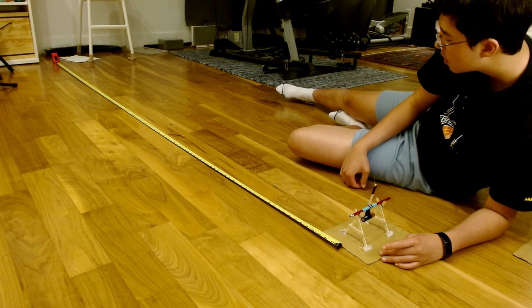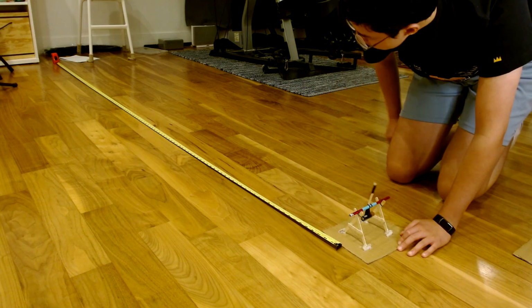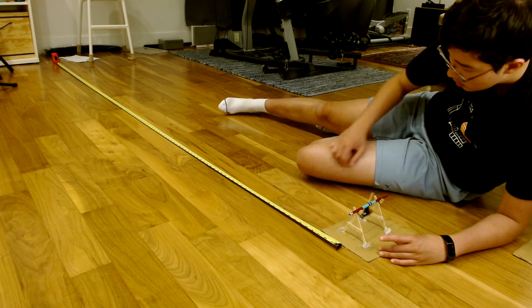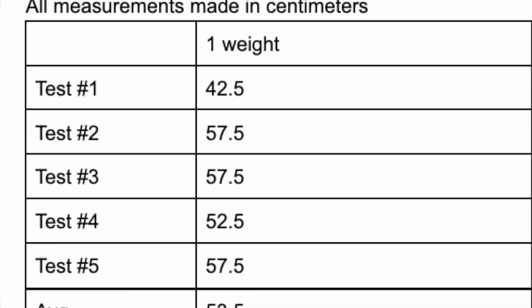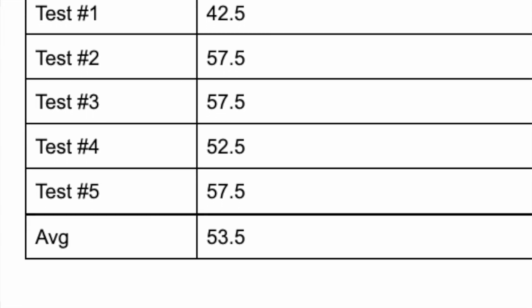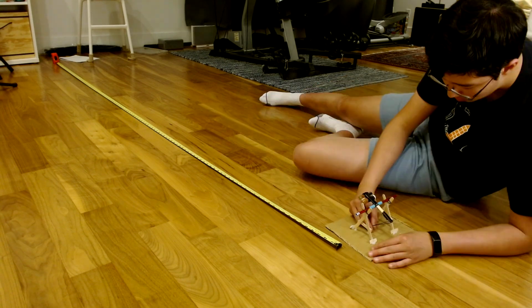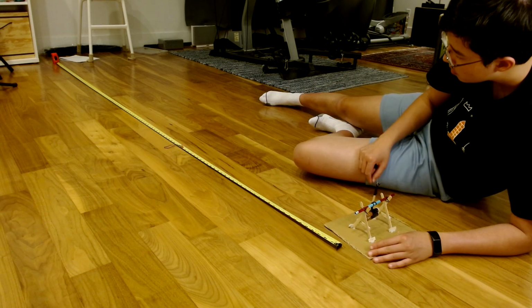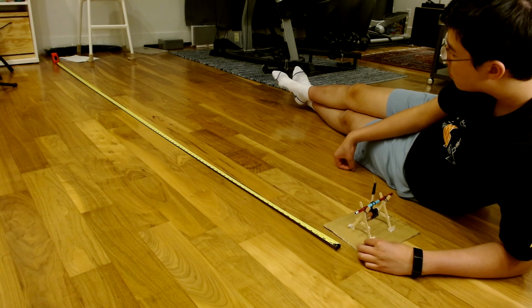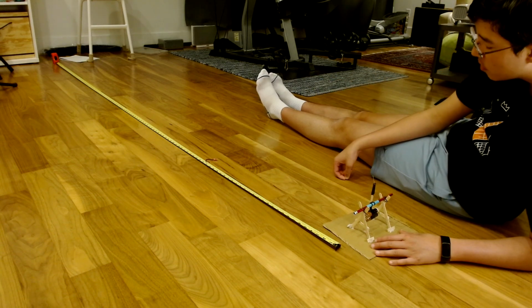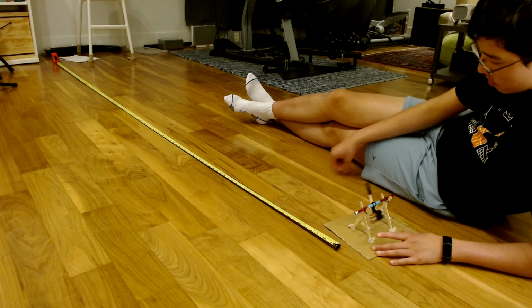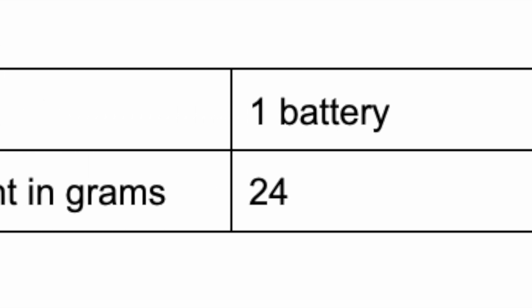Here we have a trebuchet whose counterweight consists of a single battery. According to this series of tests, it has an average maximum range capability of 53.5 centimeters. With this in mind, here's a trebuchet whose counterweight consists of two batteries. As you can see from these tests, the average maximum range capability of this version is 64.5 centimeters, which is higher than the average maximum range capability of the other model. This happens because of the ratio between the weights of the counterweight and the projectile.